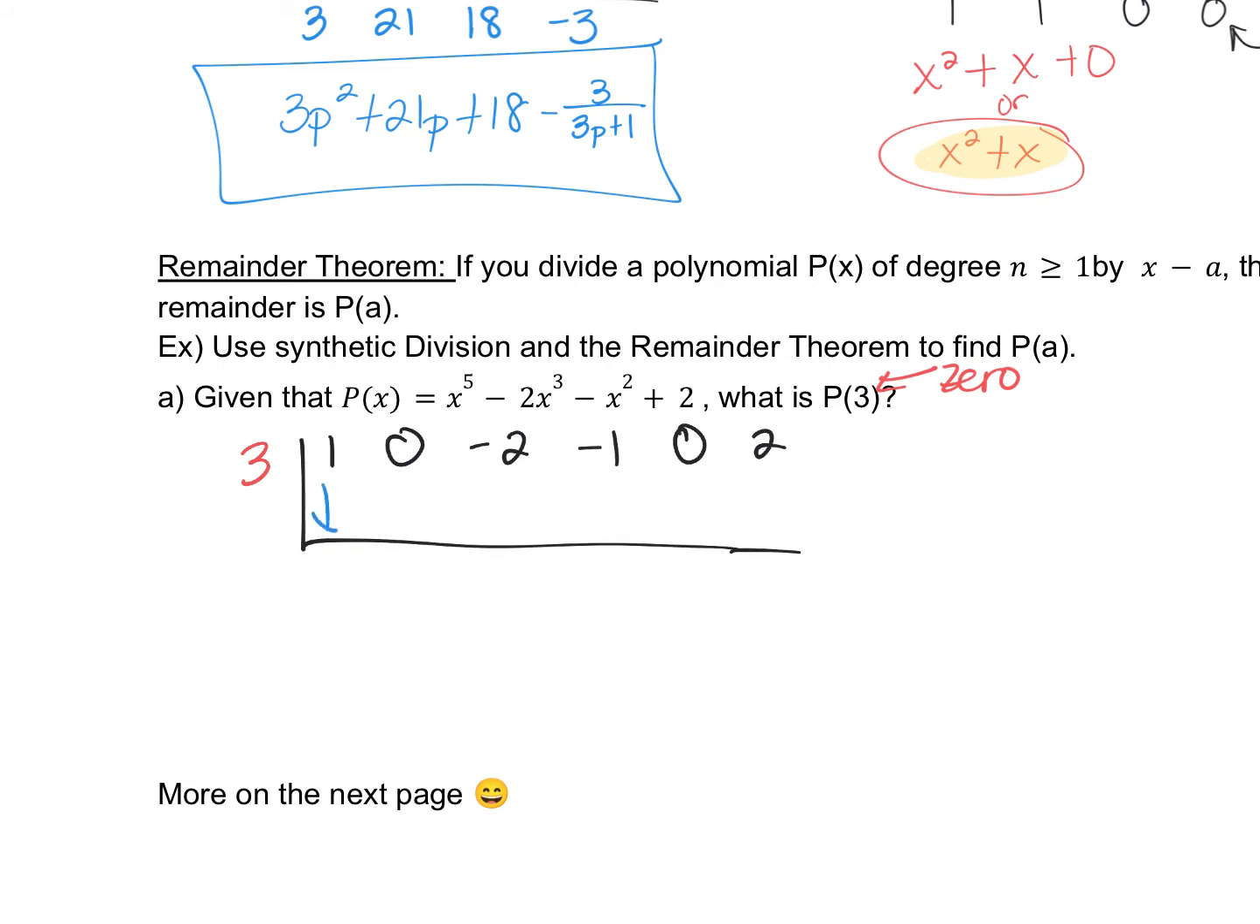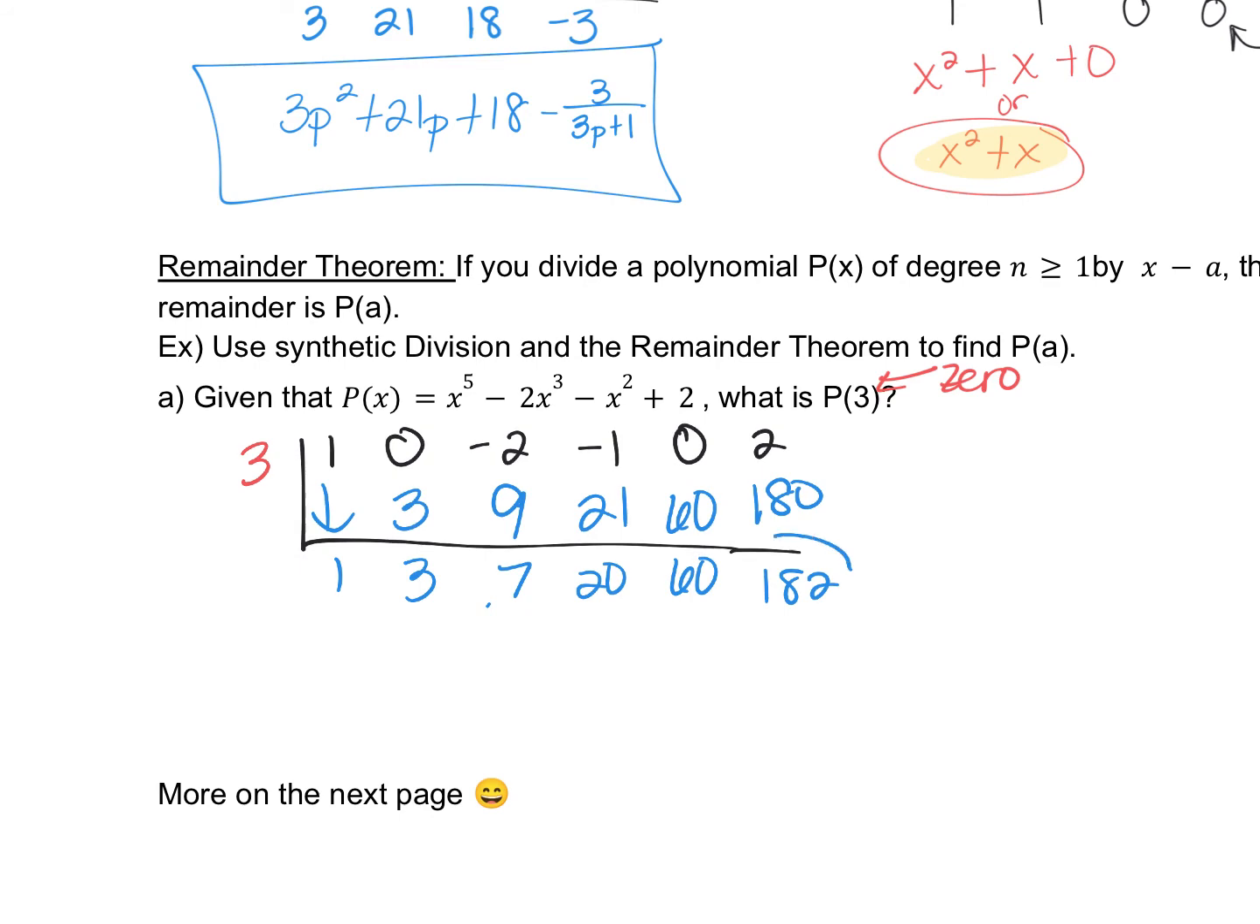All right, get after it. So drop it, multiply. So 3, add, multiply. 9, add, which would be 7, multiply. 21, add, 20, multiply. 60, these are getting kind of gross. Add, 60, multiply. 180, add, 182.